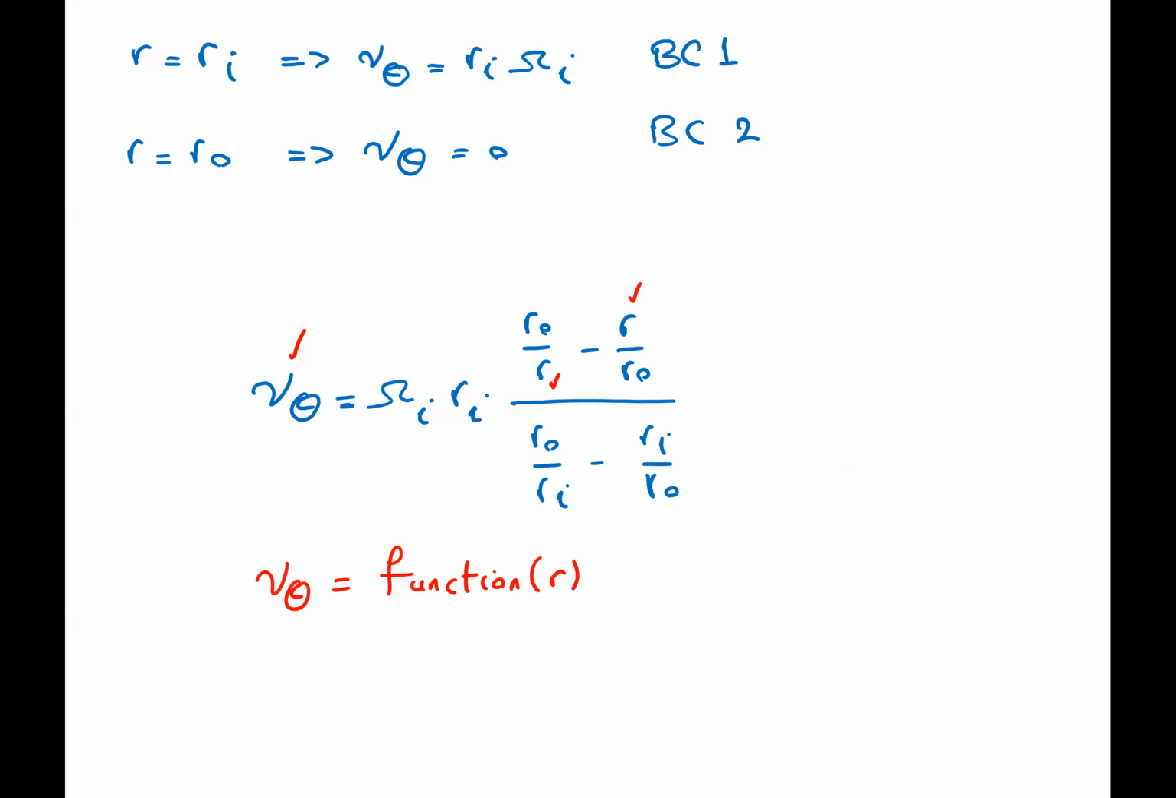And you can plot it. If I give you values for ri, for ro, for omega i, then you can simply find that function, which is like this. You just need to substitute the values in there, and then you can plot this v theta, velocity in theta direction, as a function of r.